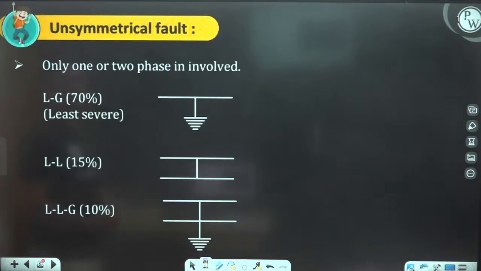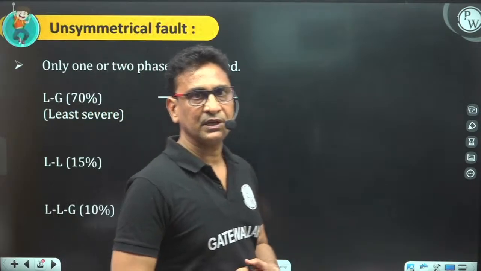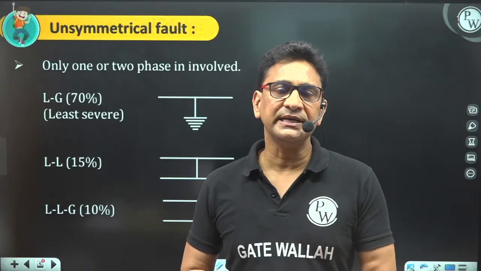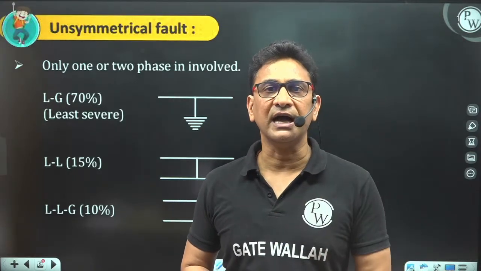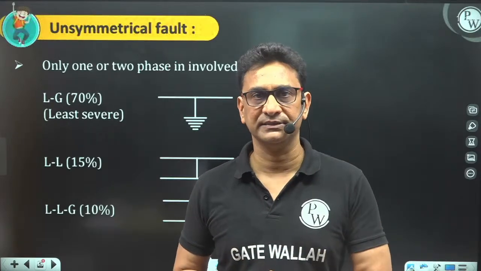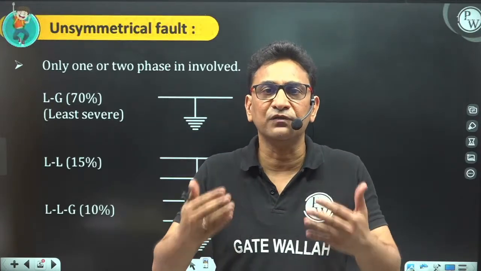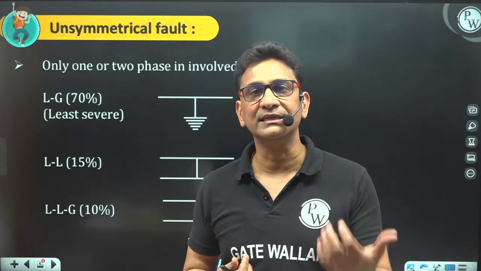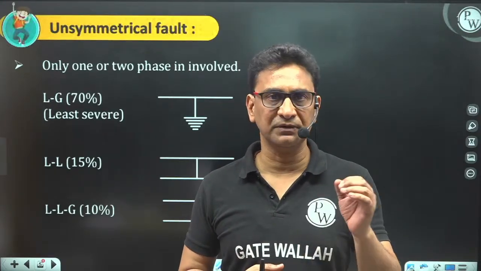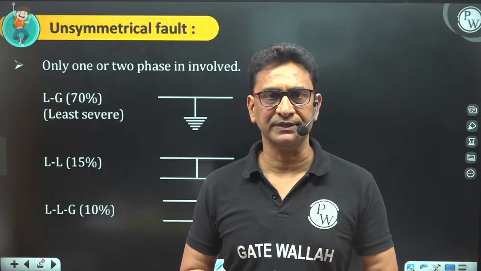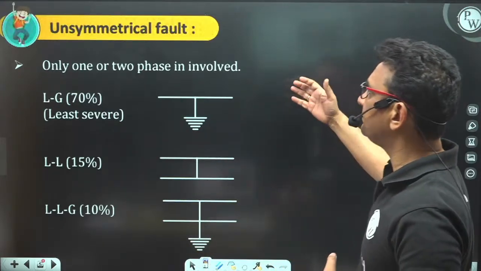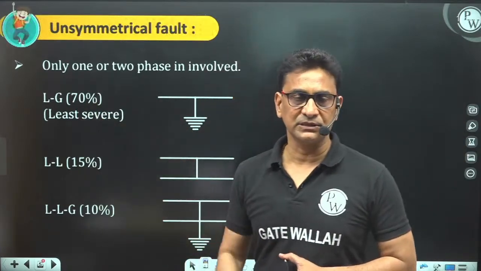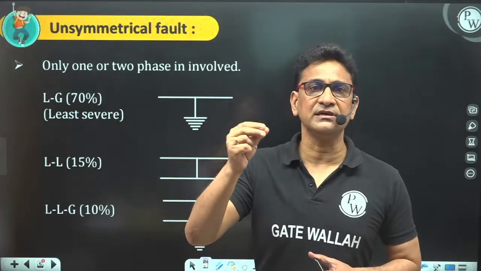Okay, now we come to the unsymmetrical fault. So what is the meaning of unsymmetrical fault? See, the unsymmetrical fault is a fault which involves either one phase or two phases. That means if the fault does not involve all three phases, this type of fault is called the unsymmetrical fault. It involves either one phase or two phases. So there may be different types of unsymmetrical fault. One is the line to ground fault. That means one conductor is short circuited with the ground.